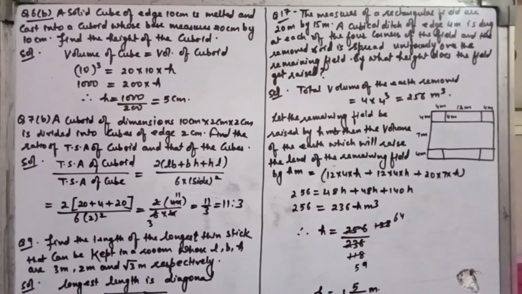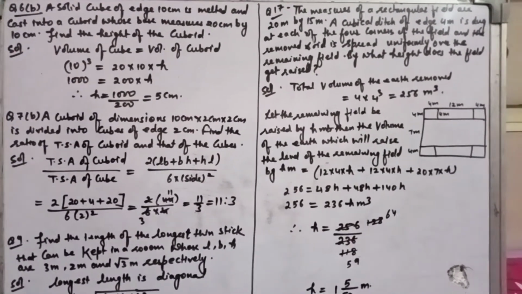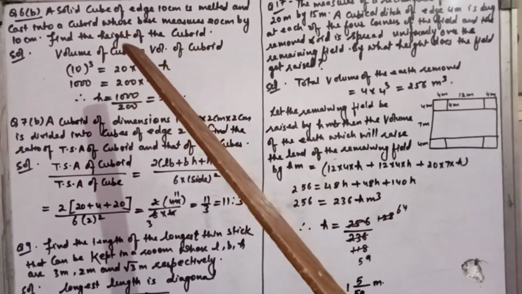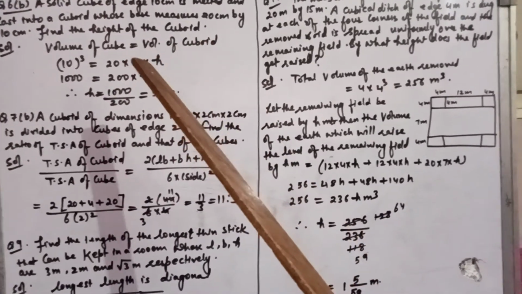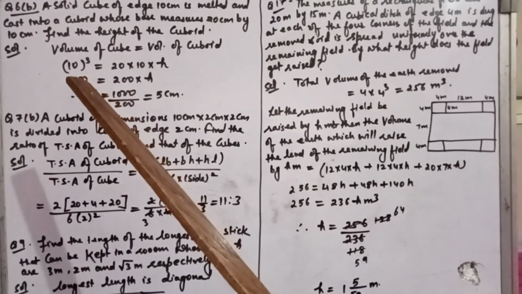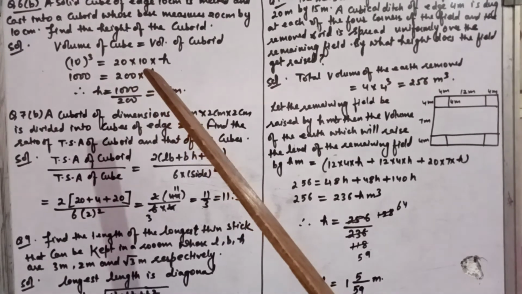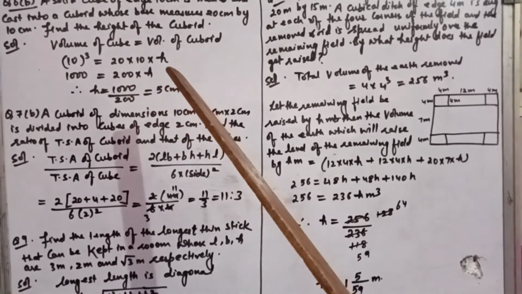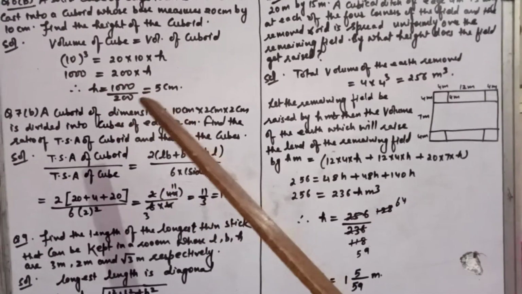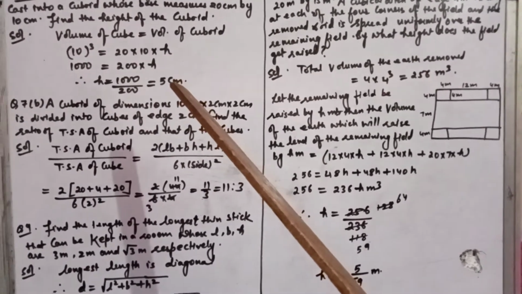Question number 6 now. A solid cube of edge 10 centimeter is melted and cast into a cuboid whose base measures 20 centimeter by 10 centimeter, and we have to find the height of the cuboid. Volume of cube equal to volume of cuboid. Edge of cube is given 10, so volume is equal to 10 cube, and volume of cuboid is length into breadth into height. Length and breadth is given, which is 20 into 10 into height is h. So 10 cube is 1000 equal to 200 into h. H is equal to 1000 divided by 200, which is 5 centimeters. So height is equal to 5 centimeter.